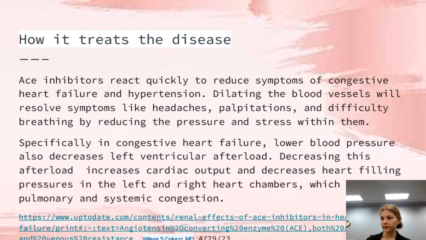Enalapril relieves heart failure symptoms simply by managing your hypertension. By dilating the blood vessels, it'll resolve many of the common symptoms that you see, like headaches, heart palpitations, difficulty breathing, since there's less stress within your arteries. Specifically in congestive heart failure, a lower blood pressure also decreases the left ventricular afterload, which then decreases cardiac output and decreases heart filling pressures in the left and right heart chambers. So by doing this, it acts to resolve pulmonary and systemic congestion.